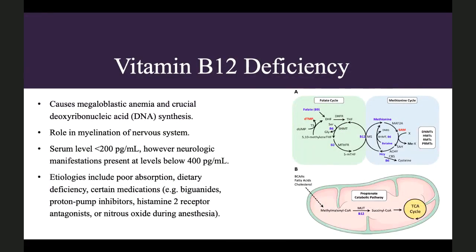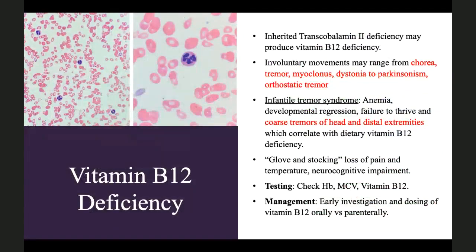And then the very commonly encountered vitamin B12 deficiency. B12 plays a crucial role in DNA synthesis and in myelination. We see neurologic manifestations at levels below 400, and common causes include poor absorption, dietary deficiency, and certain medications. It can also be seen in an inherited transcobalamin 2 deficiency. Involuntary movements range from chorea, tremor, myoclonus, and dystonia to Parkinsonism, and sometimes we see an orthostatic tremor.